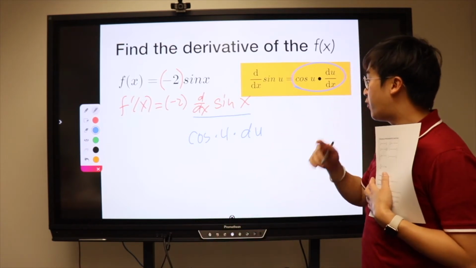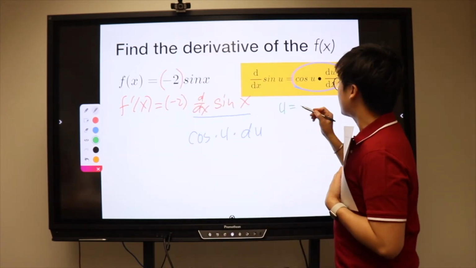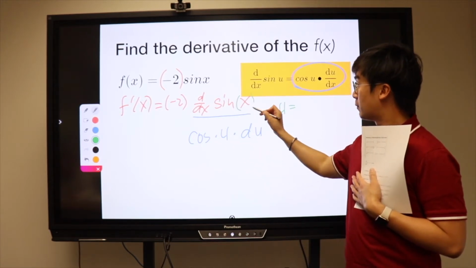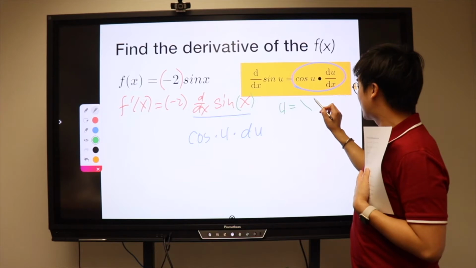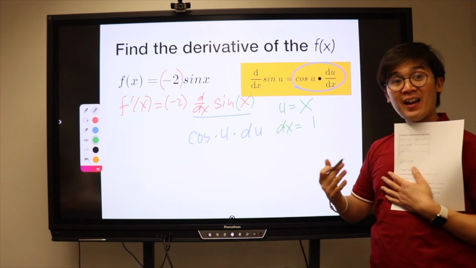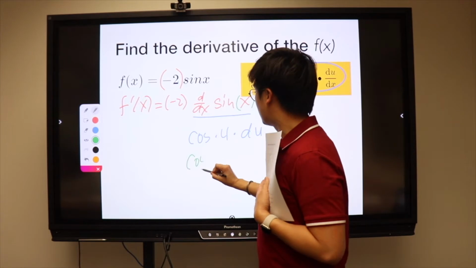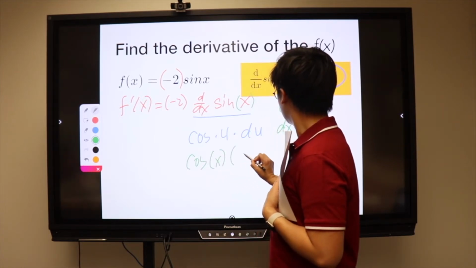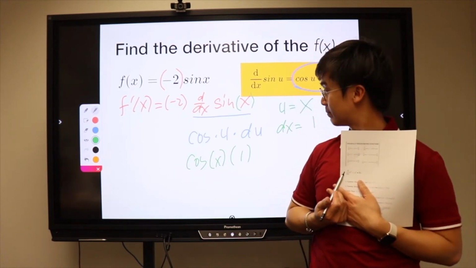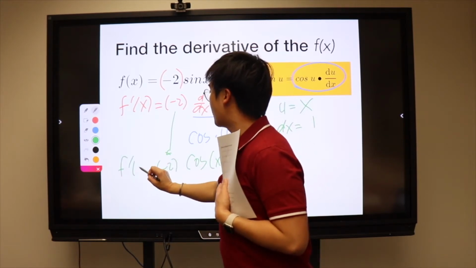And all we need to do is to find what u is and what du is. So let's do that. What is u in our cosine u? x. And what is the derivative of x? 1. And now we're done. All we need to do is to put them all together. Cosine u du. Are we forgetting something? Yes. And this is now your f prime of x.